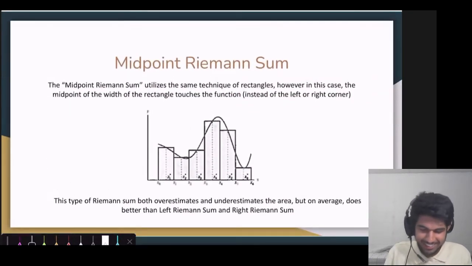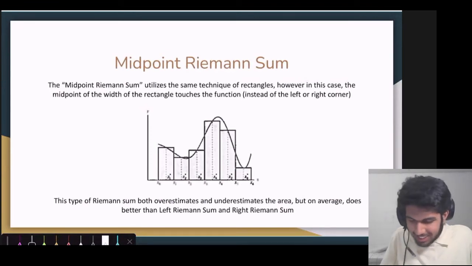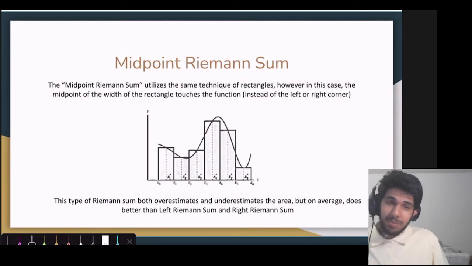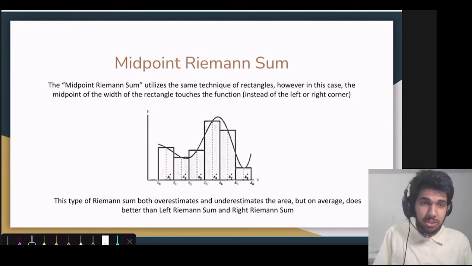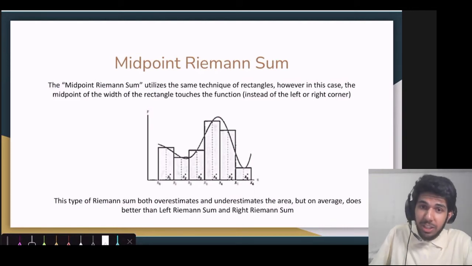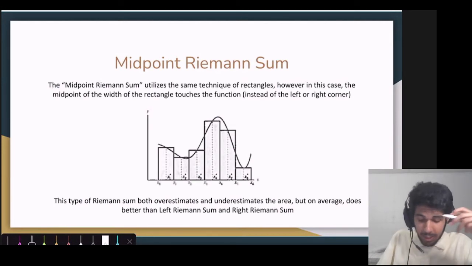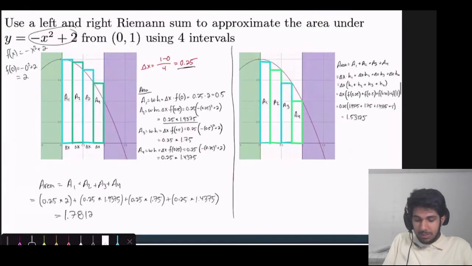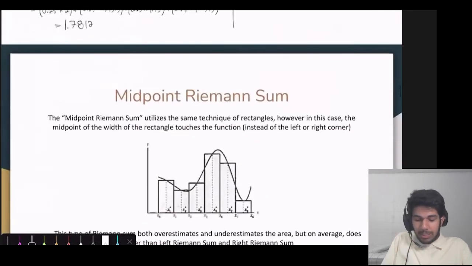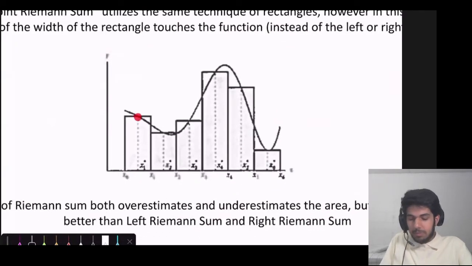So, still quite a bit more to do, getting late, but we're going to keep chugging along. Another technique we can do is something called a midpoint Riemann sum. And this uses the same technique of rectangles. We'll still use rectangles, except in this case, the midpoint of the width of the rectangle touches the function. So previously, with left and right Riemann sums, we had the left corner touch the function, or we had the right corner touch the function. Now what we're saying is, hey, why don't we take the midpoint of the side, make that touch the function? And we can.